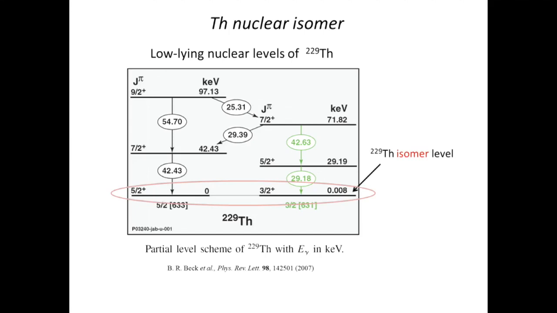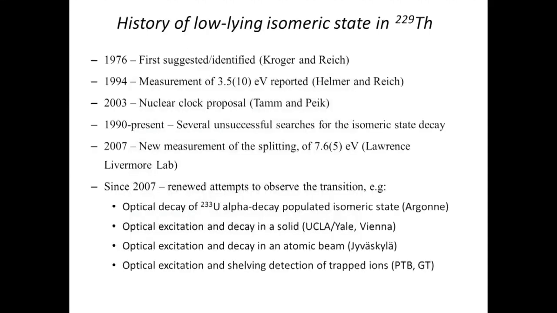These levels have the same parity, so a transition between these two levels is a magnetic dipole one, so the lifetime that one expects from this isomer with respect to spontaneous emission to the ground level is several hours.